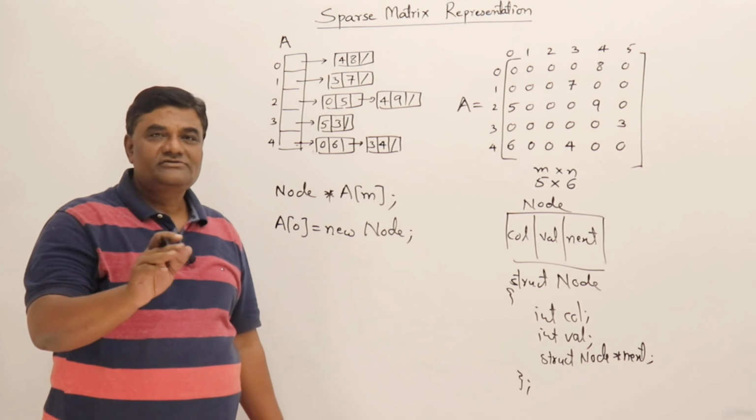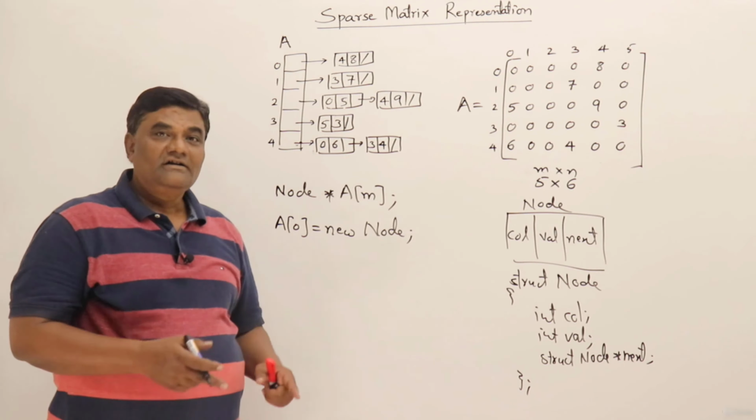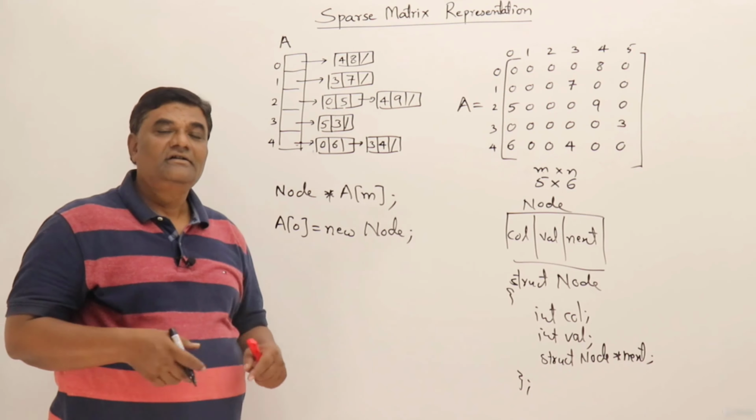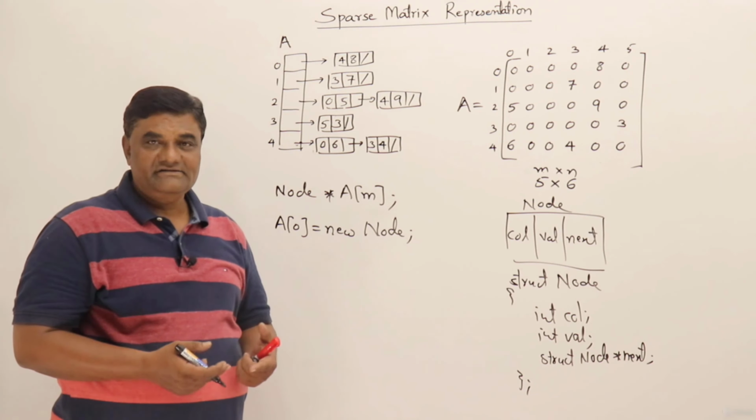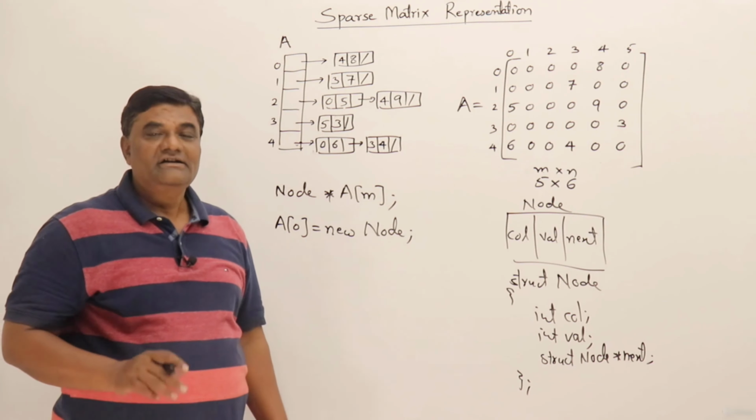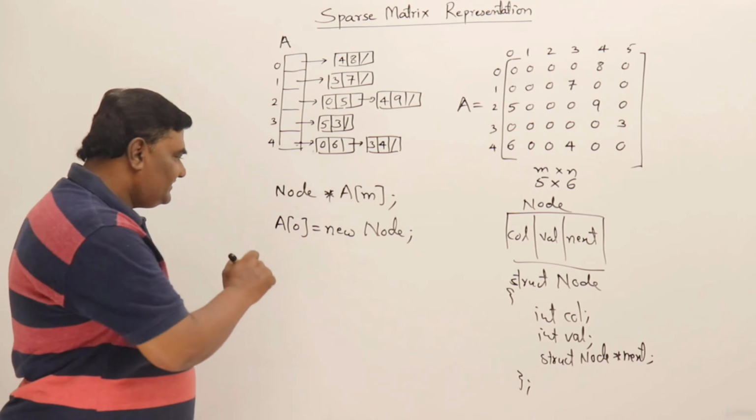So this is a student exercise: creating a sparse matrix, adding two sparse matrices, or displaying a sparse matrix. These are the things that you have to do. So I'll just list them out.